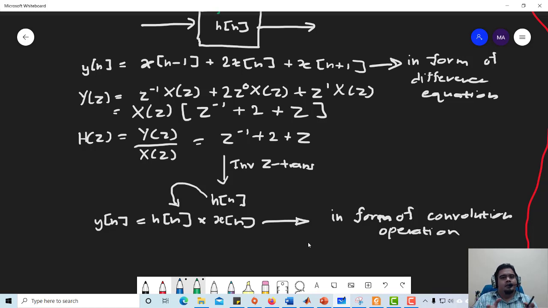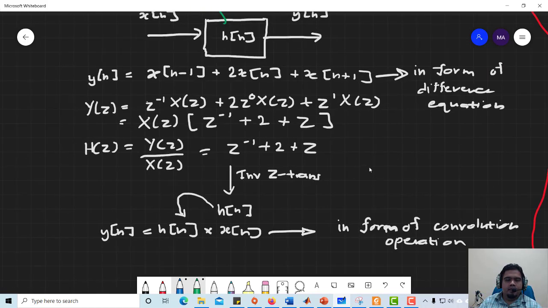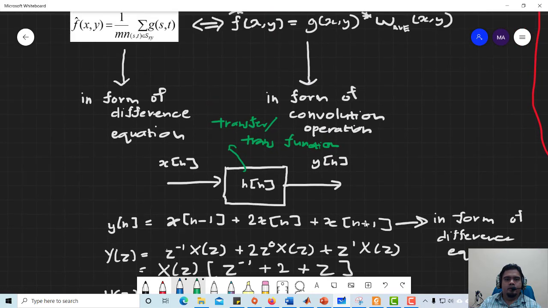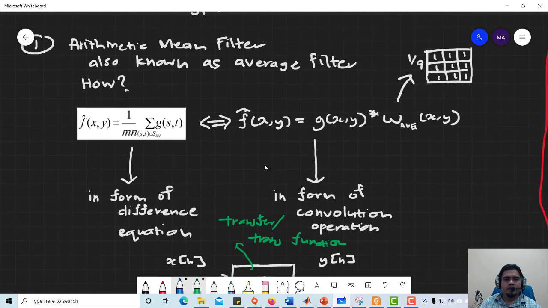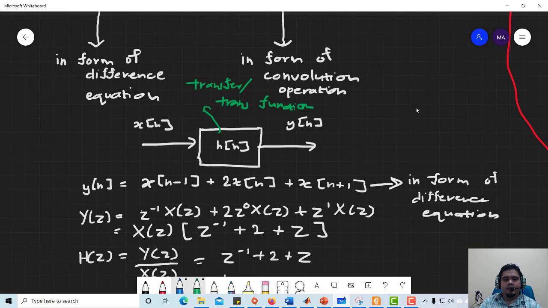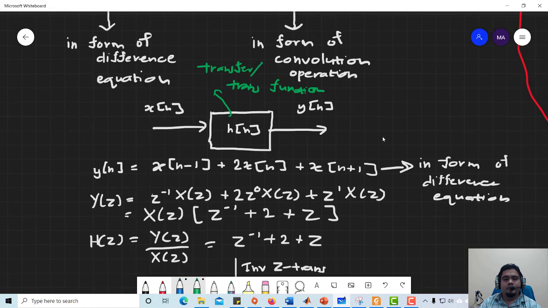Okay, so I hope this discussion is something you can relate to, that you will learn in image processing. And again, like I said, the arithmetic mean filter, this one and this one are similar. This one is in the form of a convolution operation, while this one is expressed in the form of a difference equation. I explain this because I want to show you the terminology between one-dimensional and two-dimensional. Actually, these are similar things. However, don't get confused there.